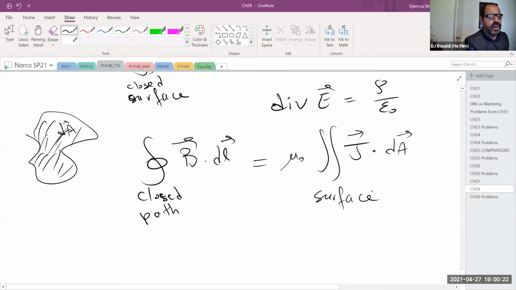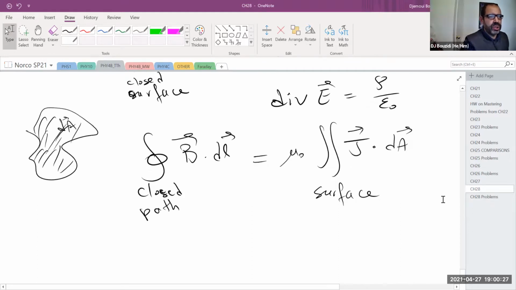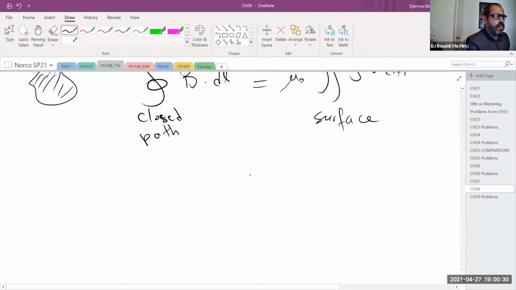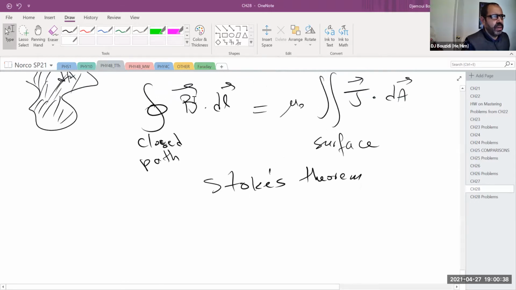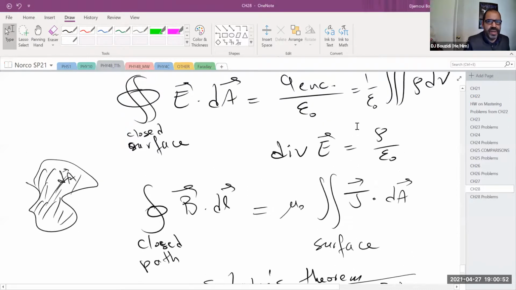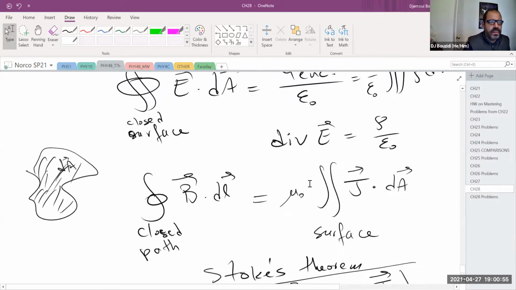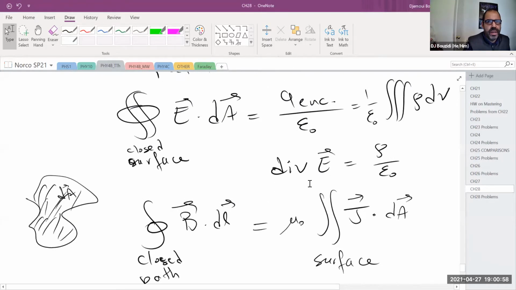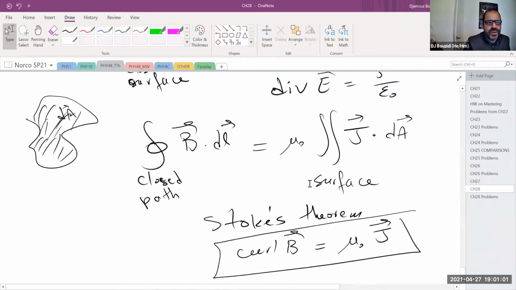Because this is a current density now. If you use something called Stokes' theorem, you are going to find the curl of B equals simply mu naught J, similar to this expression. So divergence of E, the curl of B. B curls, E diverges. That's basically what these two expressions are telling you.